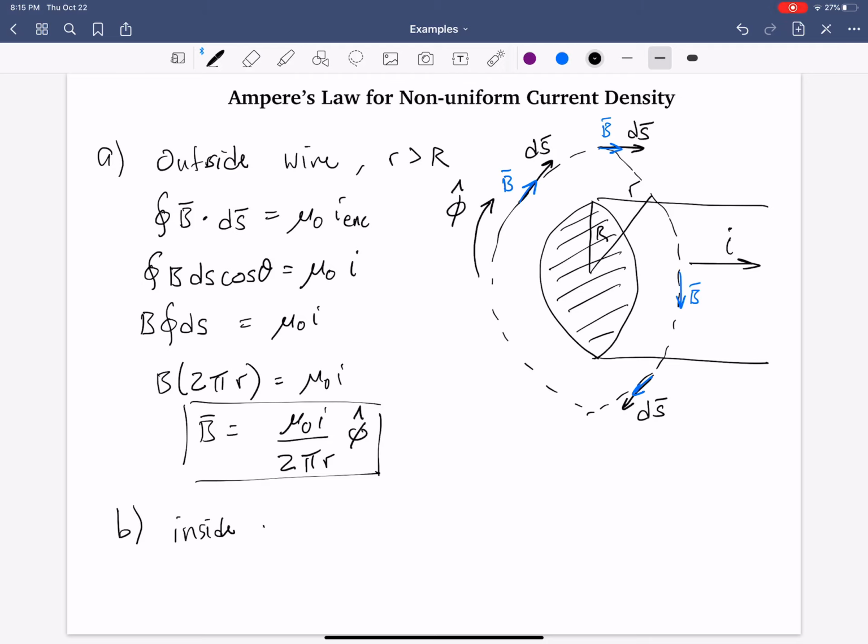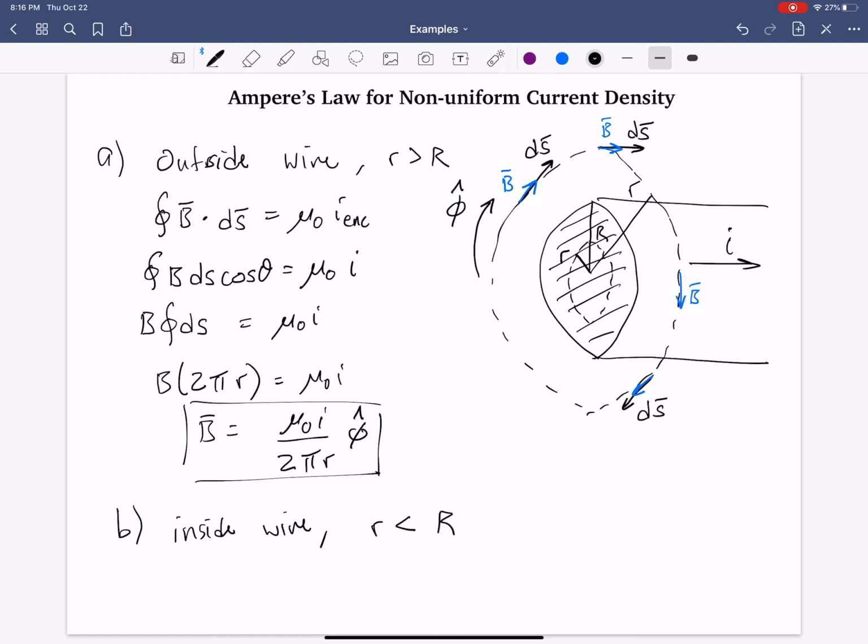So inside the wire, or in other words, when r is less than capital R, we have to draw another Amperian loop in that case. So let me do that. Let me just choose some random radius. This is at a distance now of, well, we'll call it lowercase r again, okay?